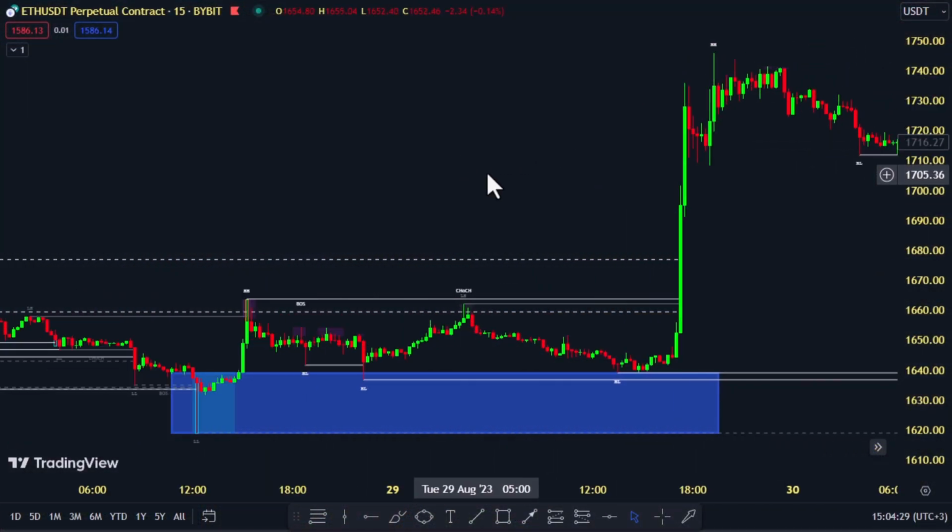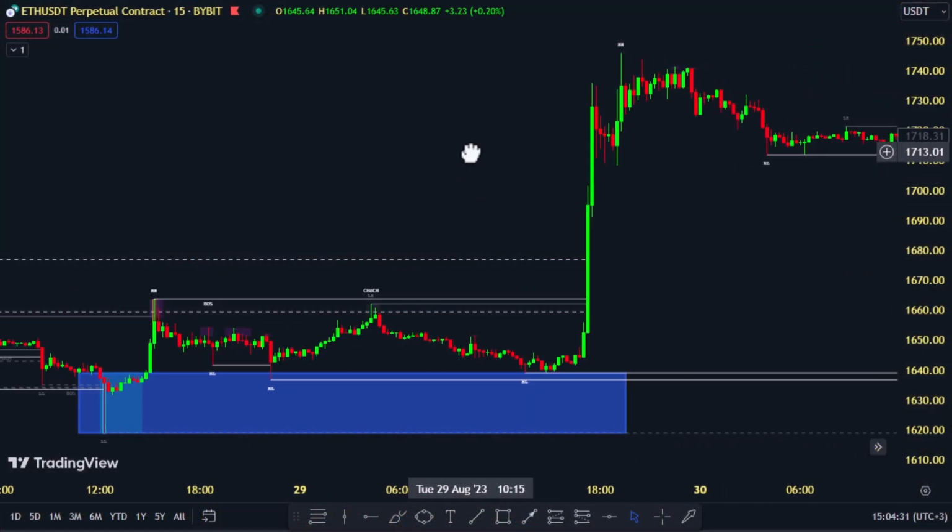It's a solid choice. If you're not into patterns, you can use the stochastic RSI instead.